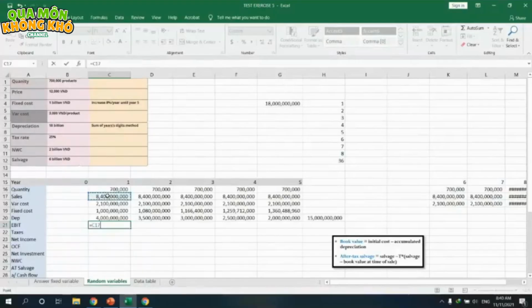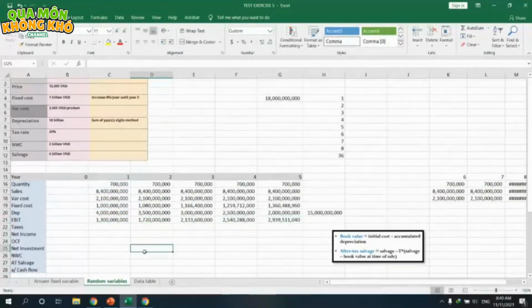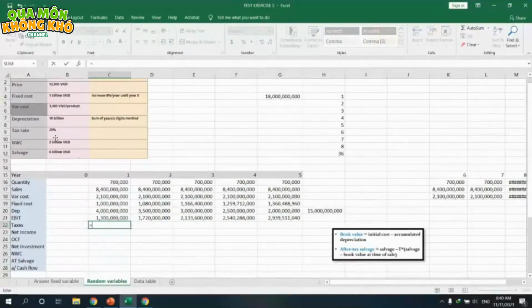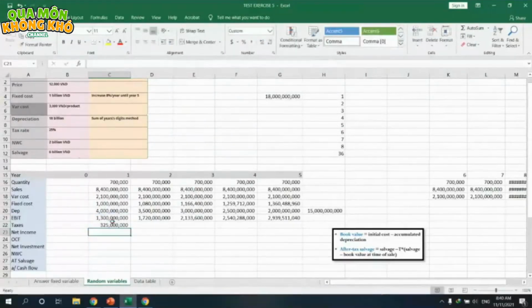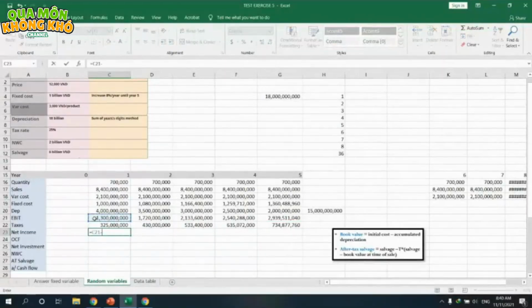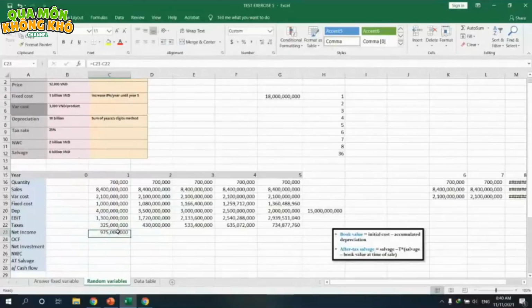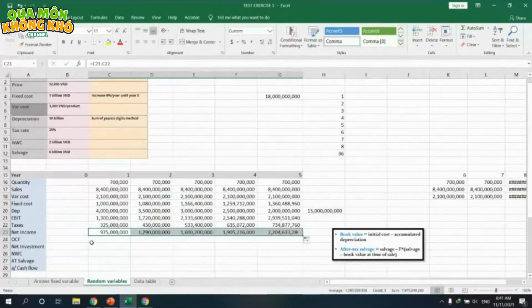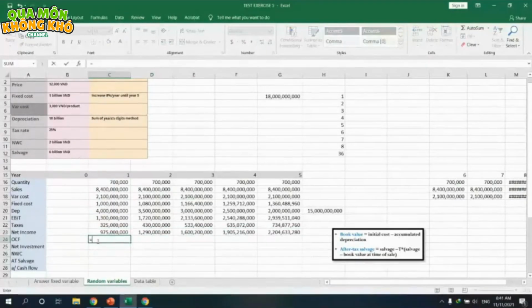And next, the earning before tax, we will take the sale minus all of the cost. And the tax is 25%. So we take the earning before tax, multiply with the tax. And then for the net income, we take the earning before tax minus the tax. And to calculate the operating cash flow, we add back the depreciation into the net income.